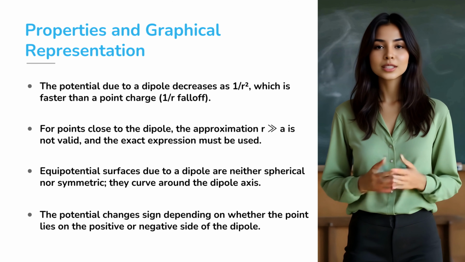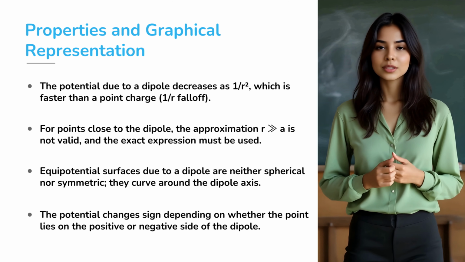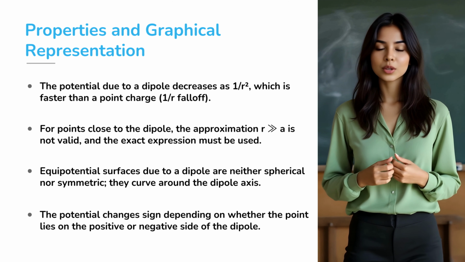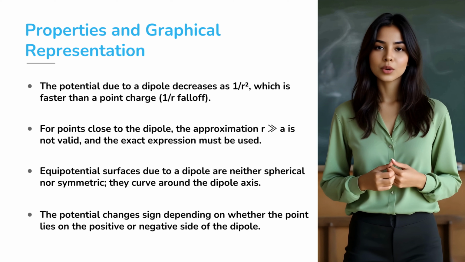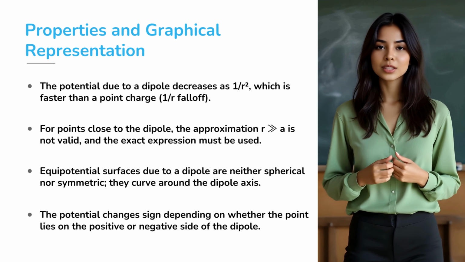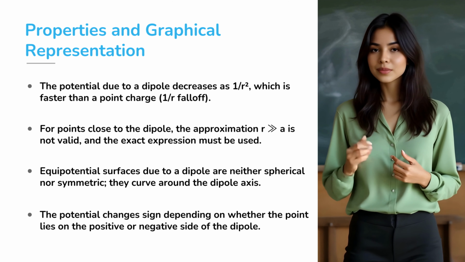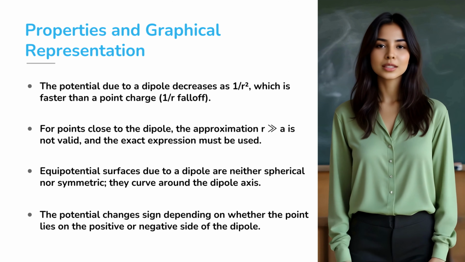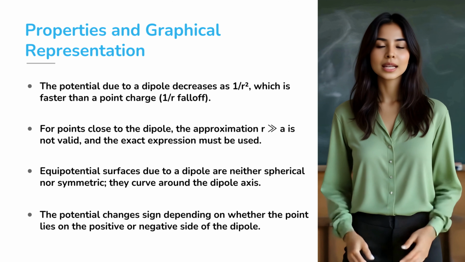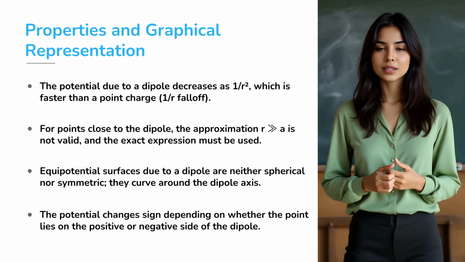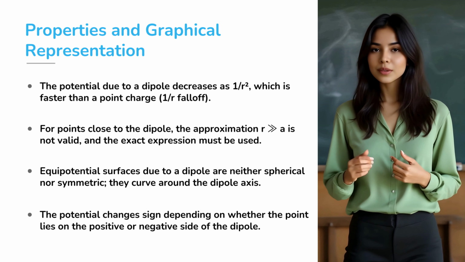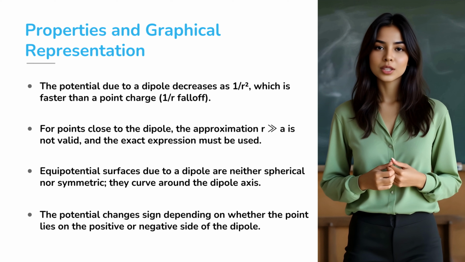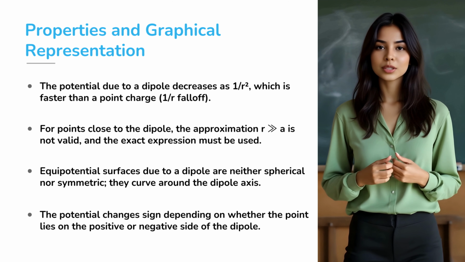Now let's discuss how this dipole potential behaves. First, unlike a point charge, where the potential falls as 1 over r, here it falls faster, specifically as 1 over r squared. That means, at large distances, the dipole's influence fades more quickly. Second, the sign of the potential depends on the side of the dipole you're on. That's because one side is dominated by the positive charge and the other by the negative charge.